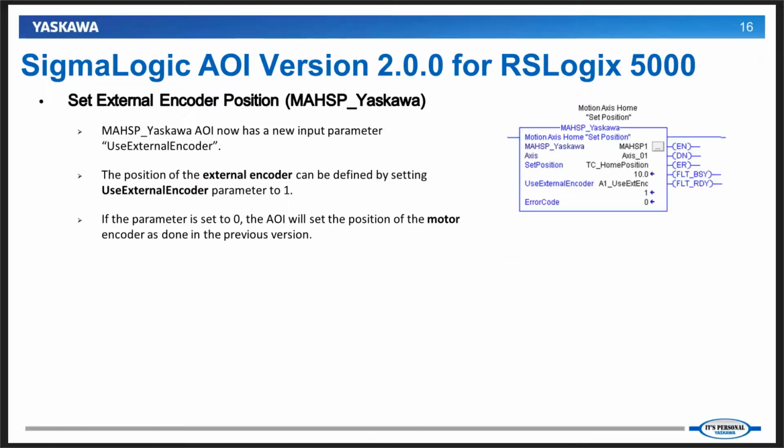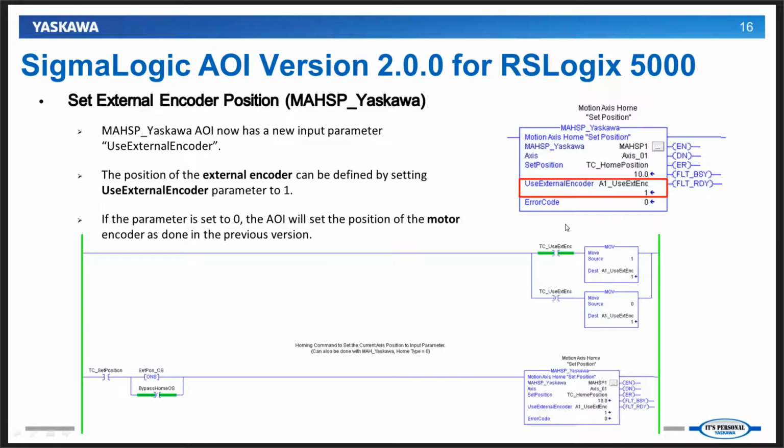So first, external encoder position can now be set using motion axis home set position Yaskawa. This AOI was already there on version 1. The only change is we have added one new input parameter called use external encoder. So whenever you want to set external encoder position, all you need to do is set this input parameter to 1 and execute this block as you normally would.